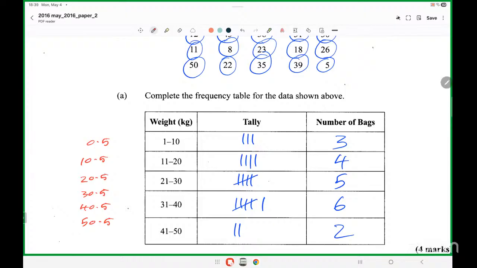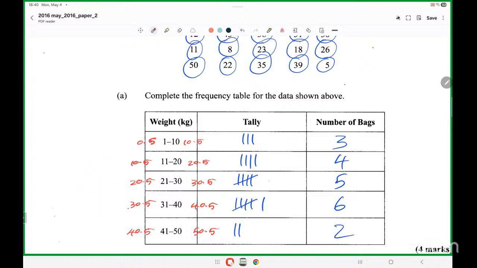The first boundary is in here, so do 10.5. Put the marks at the boundary values. From 0.5 to 10.5, that's the first bar. Then it's from 10.5 to 20.5. Then from 20.5 to 30.5. Then from 30.5 to 40.5. Then from 40.5 to 50.5. That's where you put the bars of the histogram, from boundary value to boundary value.